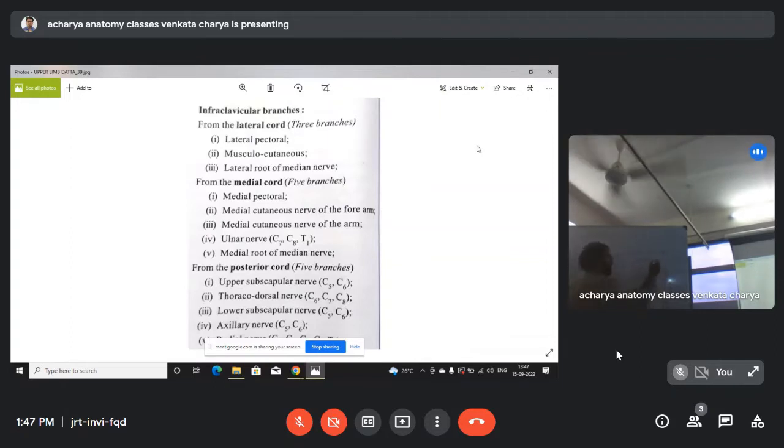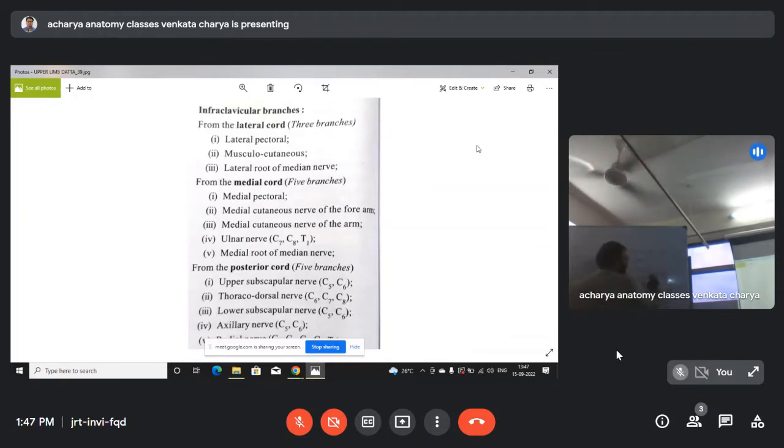Among these, the lateral pectoral nerve is a 2 marks question. Musculocutaneous nerve is a 4 marks question. Lateral root of median nerve is 2 marks. Medial pectoral nerve is 2 marks. Medial cutaneous nerve of arm is 2 marks. Medial cutaneous nerve of forearm is 2 marks. Ulnar is 4 marks, otherwise it can be given as a 10 marks question. The ulnar nerve is a 10 marks question.